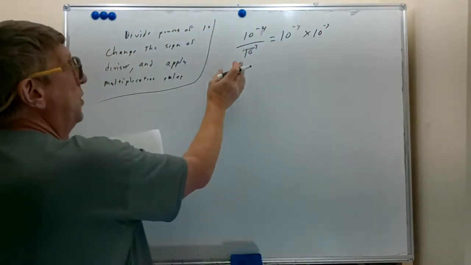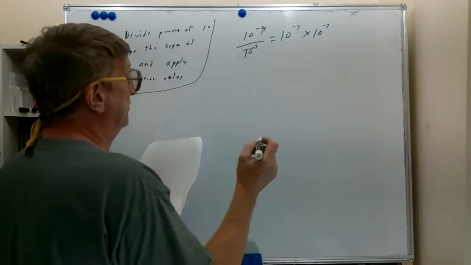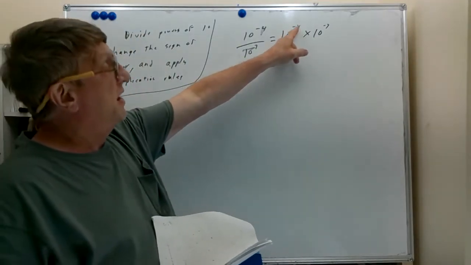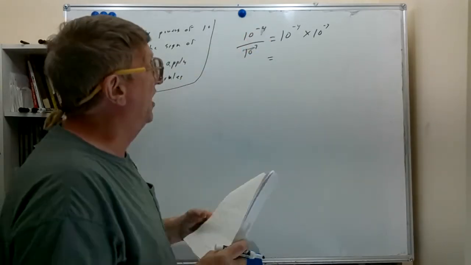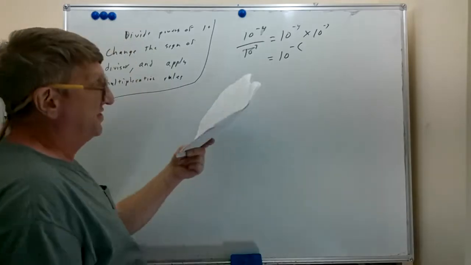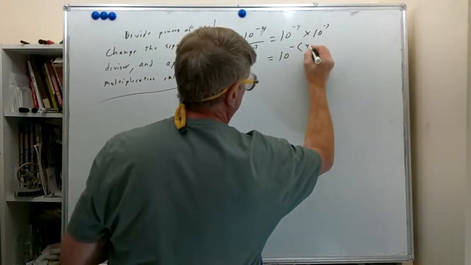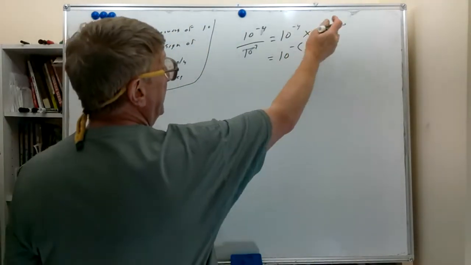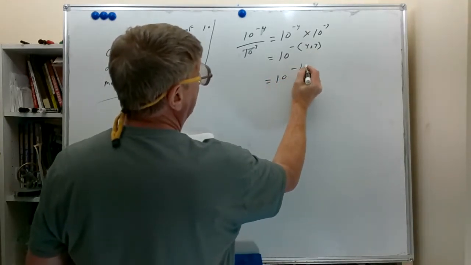So now this was a division problem, becomes a multiplication problem. Now we apply our multiplication rules. Well, what are the multiplication rules when they are both negative? Add the absolute values, use the negative sign. 10, we're going to put the negative sign there. We're going to add the absolute value of 4 plus 7. We use the negative sign because they're both negative. 10 to the negative 11. That's our result there.